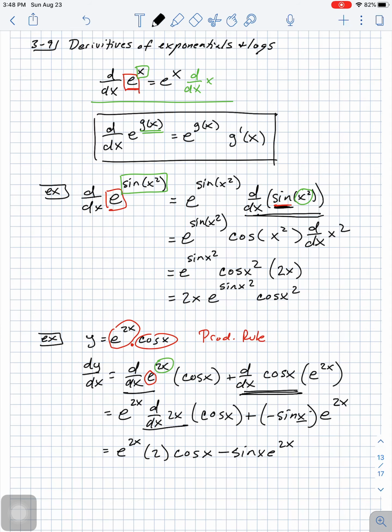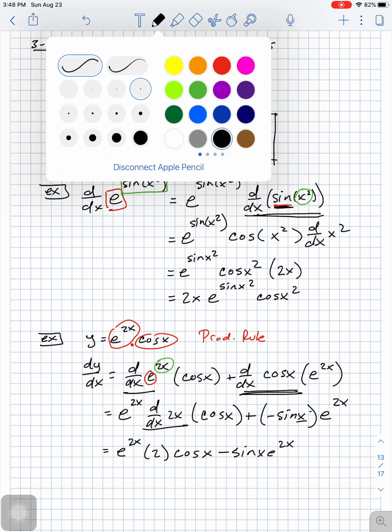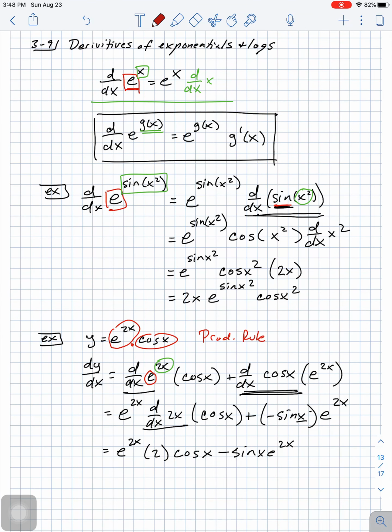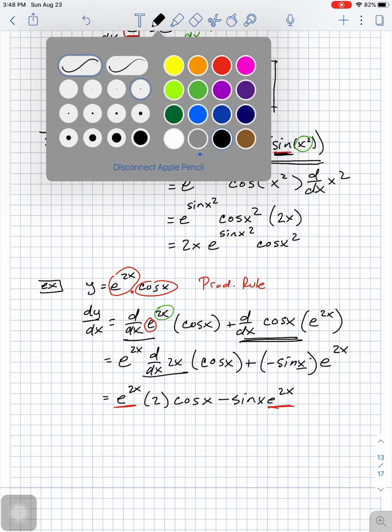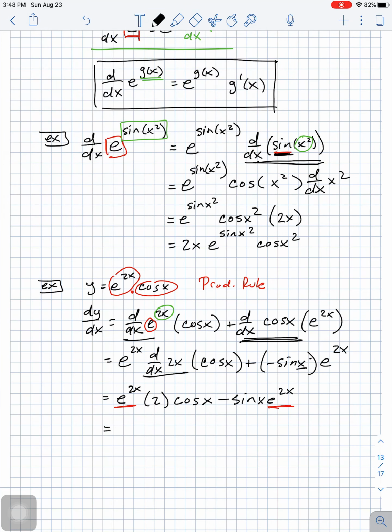Now, I think this is just good to see. I wouldn't mark you off if you left it here, but I always like people to notice when things factor out because that often leads to simplification. It does not in this case, but I just want to show it to you so that you start to notice it. Both of these terms, there's only 2 terms, they're separated by a subtraction sign. They both have an e to the 2x. So I can factor that out front, and that leaves me with 2 cosine x minus sine x.